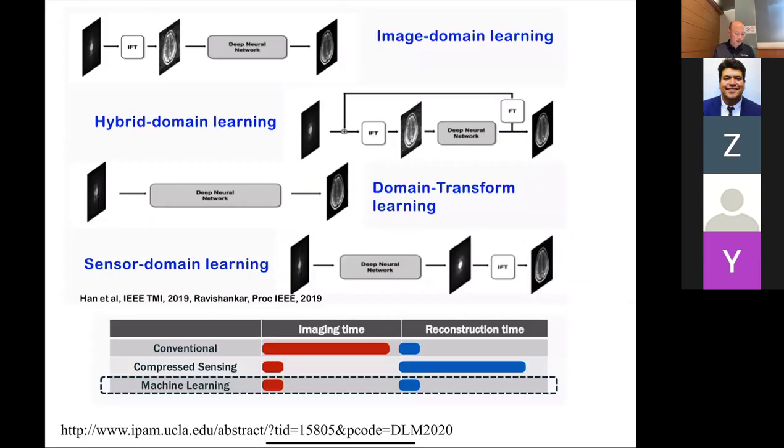So different approaches you can take: you could take your data and do the inverse Fourier transform and come up with, say, an aliased image, right?